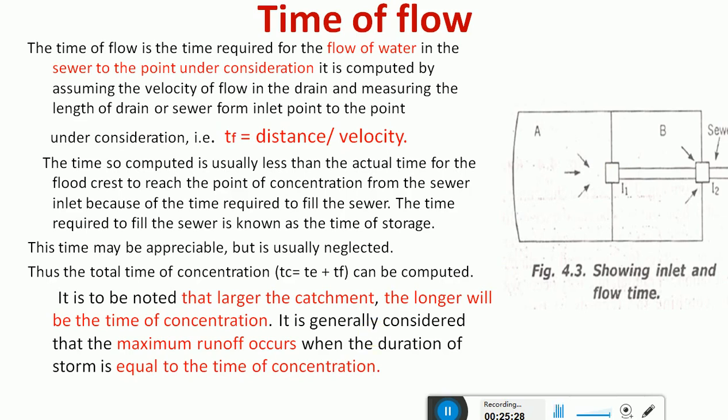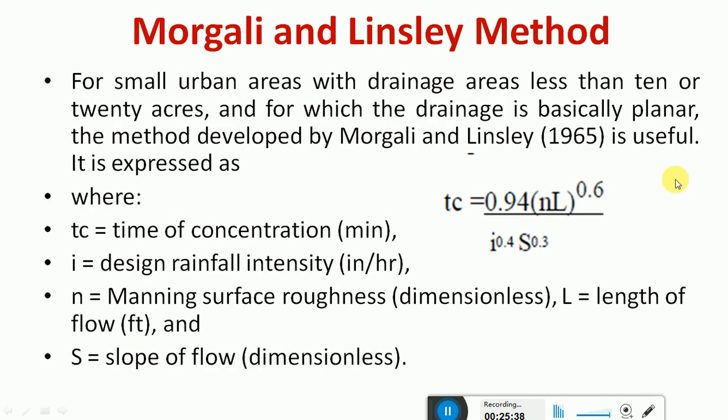It is generally considered that the maximum runoff occurs when the duration of storm is equal to the time of concentration. Then there is a formula devised by Margolin and Lindsay, used for the estimation of the time of concentration. The time of concentration in minutes is given by 0.94 times (n L) to the power of 0.6, divided by I to the power of 0.4 and S to the power of 0.3.